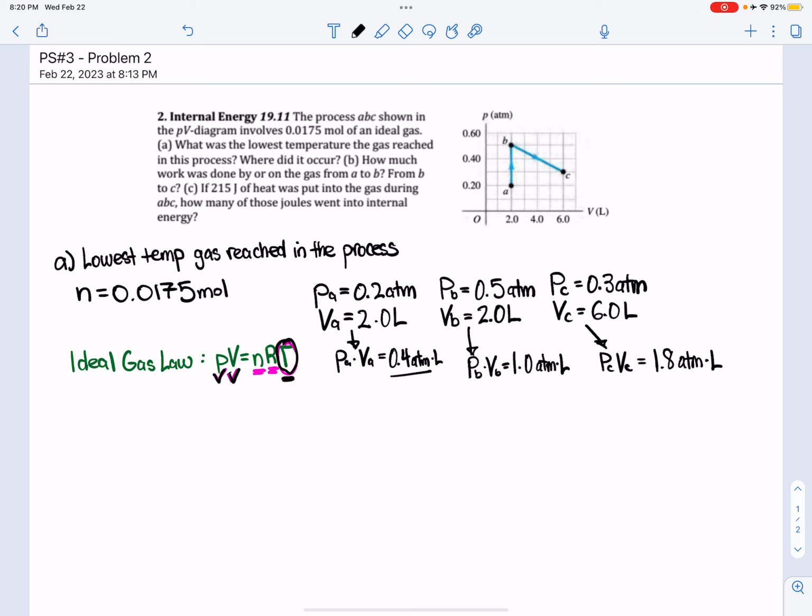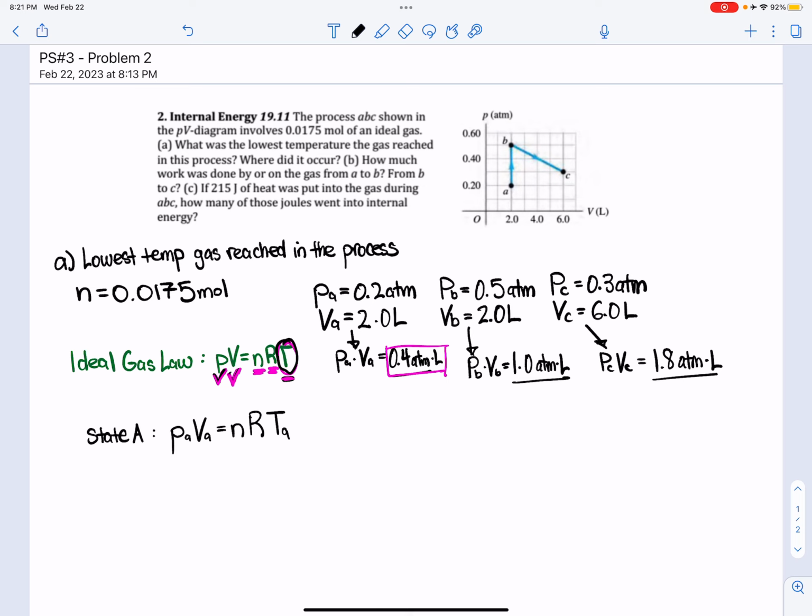All right, we see we have 0.4, we have 1, and 1.8. So the lowest value between all those is this one, 0.4 atm times L. Because it has the lowest PV value, we would have the lowest temperature at state A right here. Okay. So now that we know which state has the lowest temperature, how do we find the actual temperature of this state? Again, we're going to use our ideal gas law, but this time we're going to customize it for state A. So PA times VA is equal to n times the constant R times temperature at A.